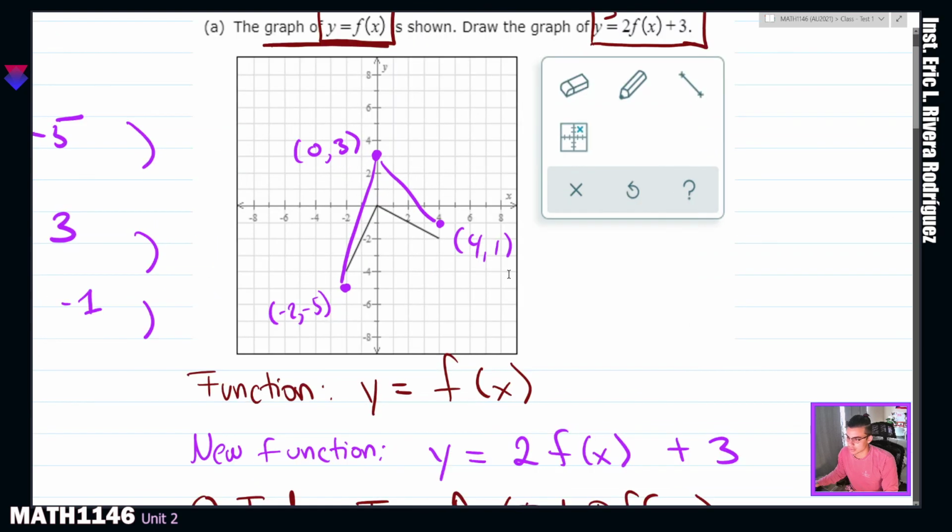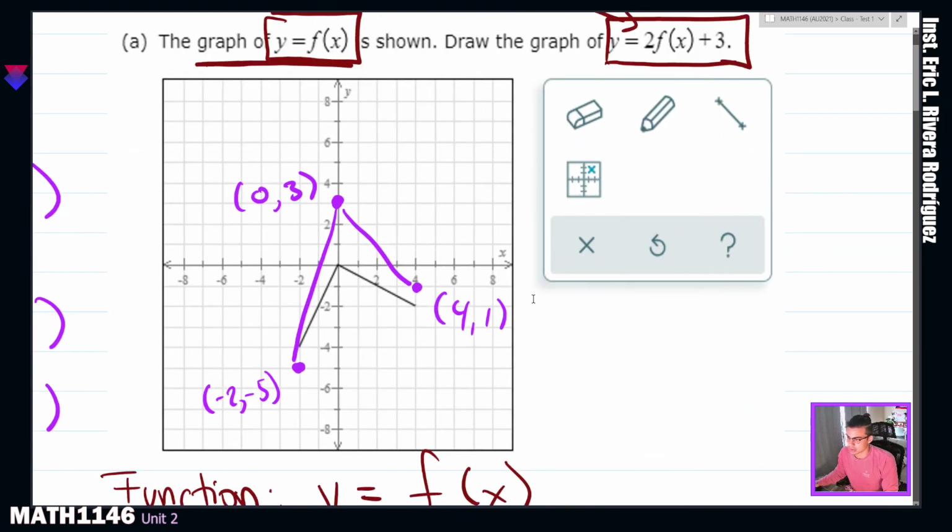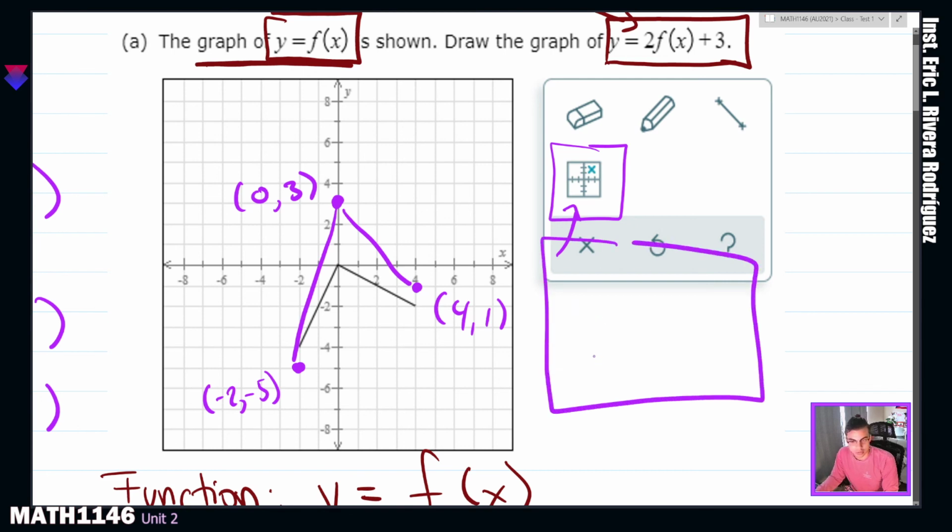To draw in Alex, what you are going to do is the following. The first thing that you are going to do is to plot those points. Using this function, when you click here once, you are going to see a new window. And in that window, you are going to enter the coordinates. For example, the first point, -2, -5. You enter those coordinates there, click plot, and then you are going to see a point here.